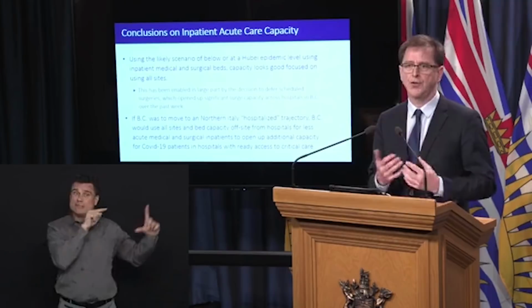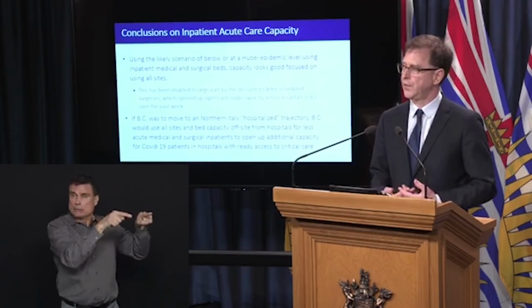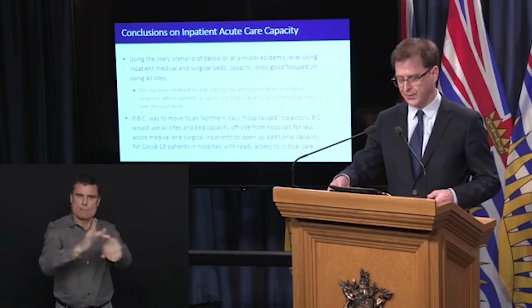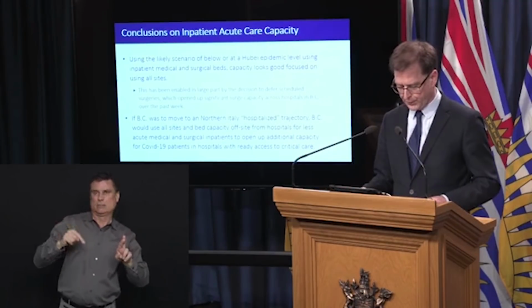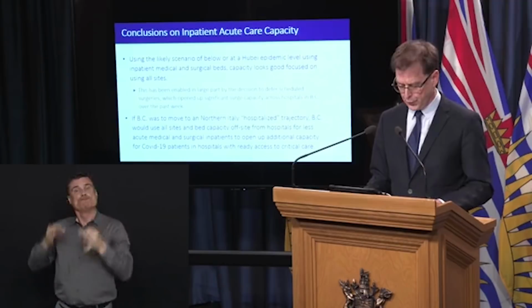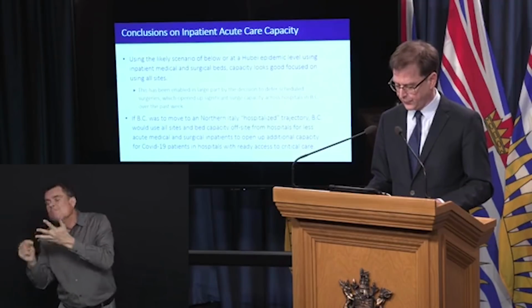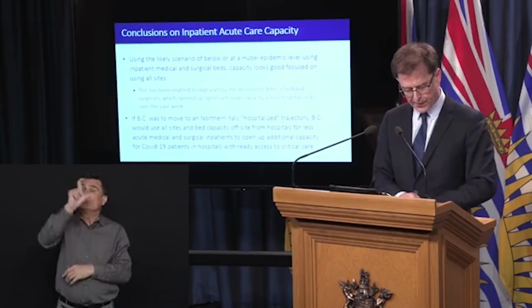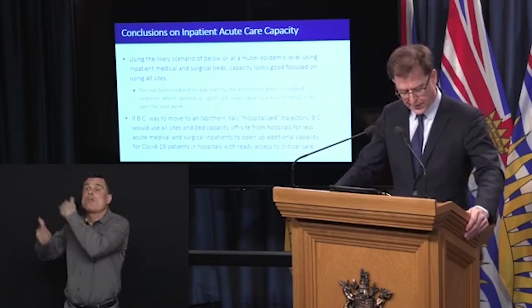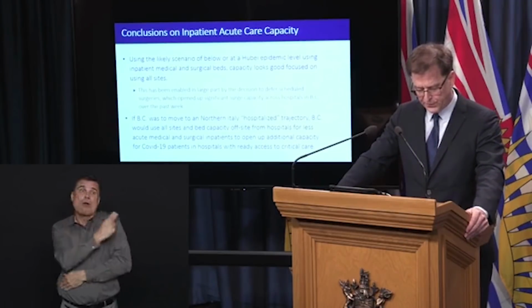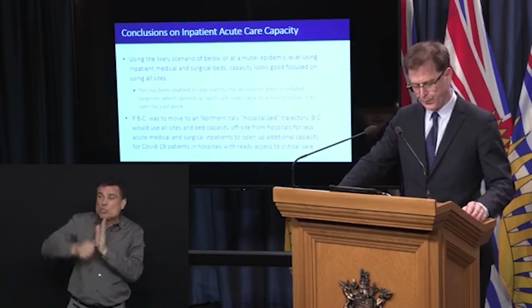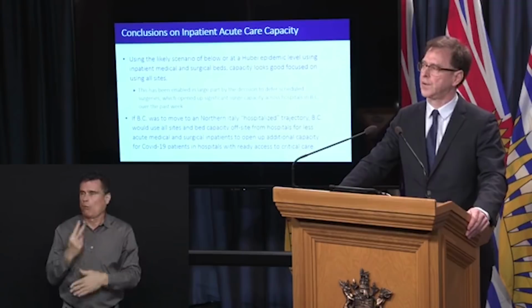This has been enabled in large part by the decision made by health authorities and by the government to defer scheduled surgeries, which has opened up significant surge capacity across hospitals. If BC was to move to a Northern Italy hospitalized trajectory, BC would use all sites and bed capacity off-site from hospitals for less acute and surgical inpatients to open up additional capacity for COVID-19 patients in hospitals with ready access to critical care.